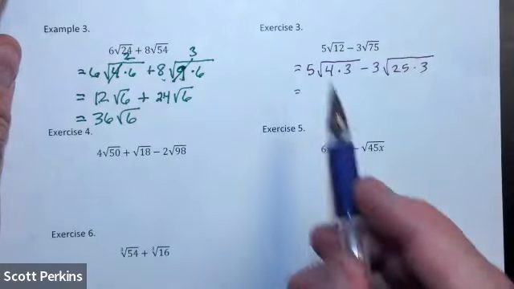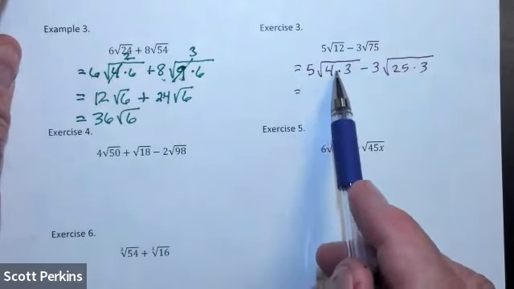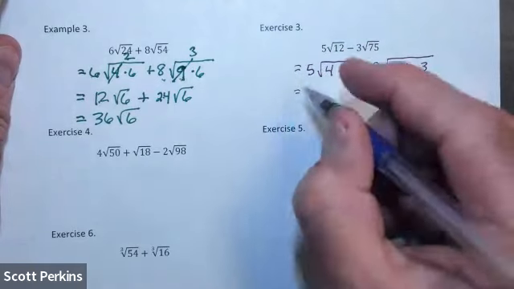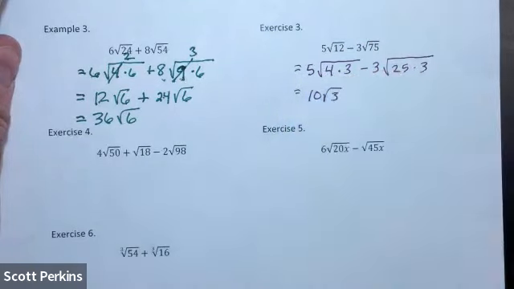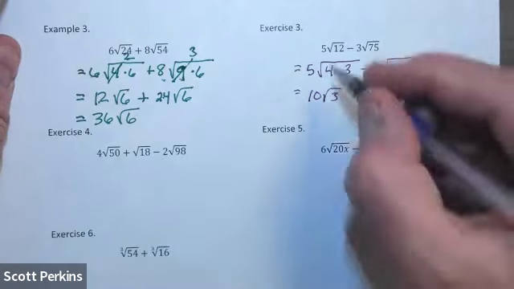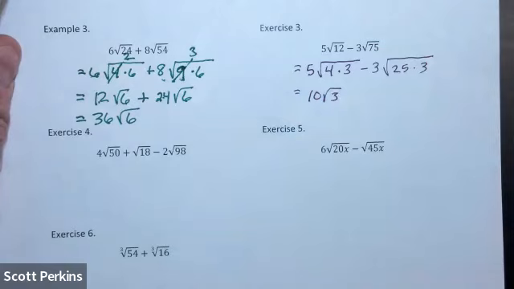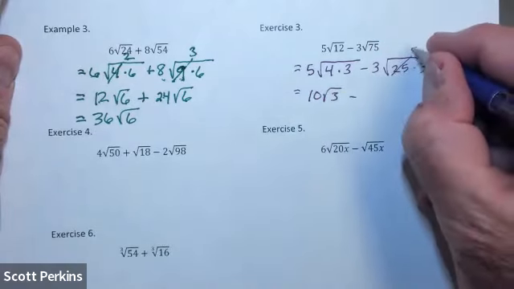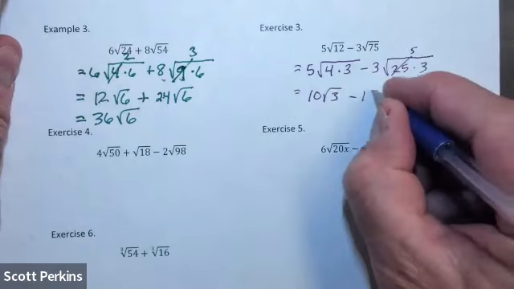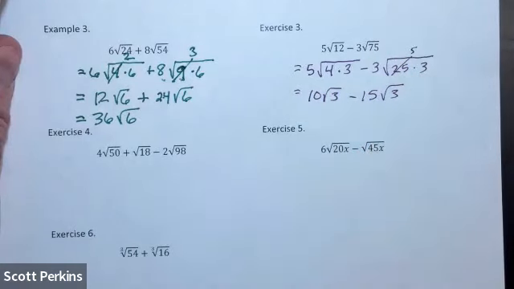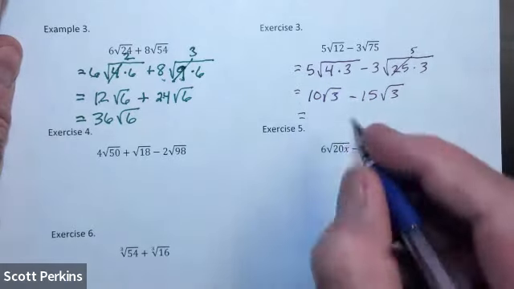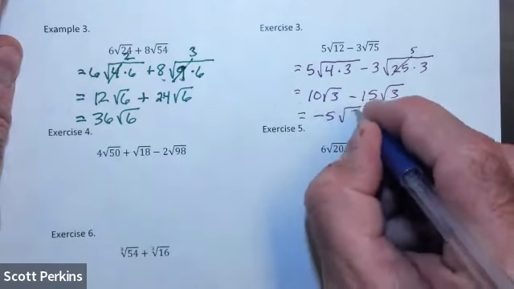Okay. So in this first one, when I take the square root, what's my new coefficient going to be on this one? 10 square root of 3. Does everyone see where that 10 came from? That's kind of the key bit right there. Square root of 4 is 2 times the 5 is 10. All right, minus, and then the square root of 25 is 5. So 5 times 3 is 15 square root of 3. They turn out to be like terms, so that's very satisfying. 10 minus 15 is negative 5 square root of 3.